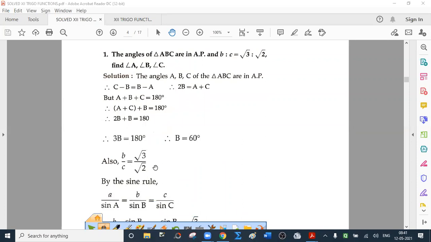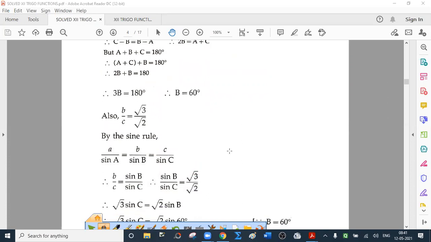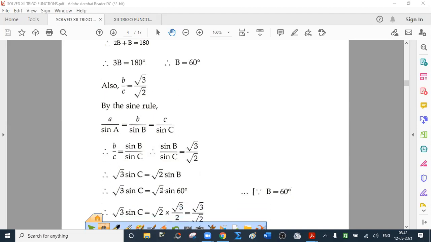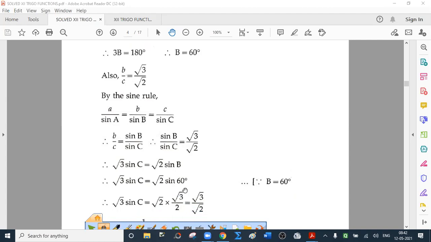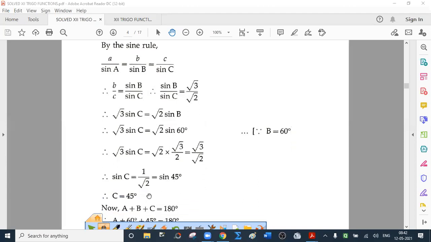Also b upon c is given as root 3 by root 2. By sine rule, a upon sine A equals b upon sine B equals c upon sine C. So it is b upon c from this. Rearrange the terms. It is sine B upon sine C. But it is given to be root 3 by root 2. This b upon c. So cross multiplication gives root 3 sine C equals root 2 sine B. That is root 3 sine C equals root 2 sine 60 degrees. B is found to be 60 degrees. So from this you get C equal to 45 degrees, right?